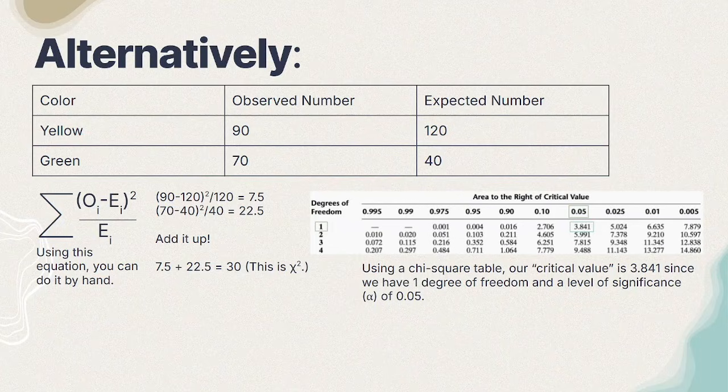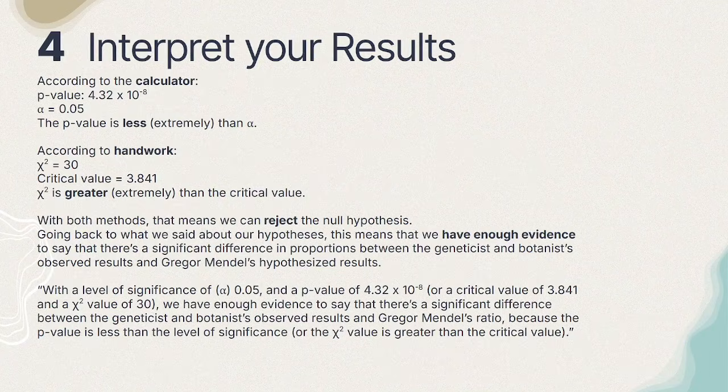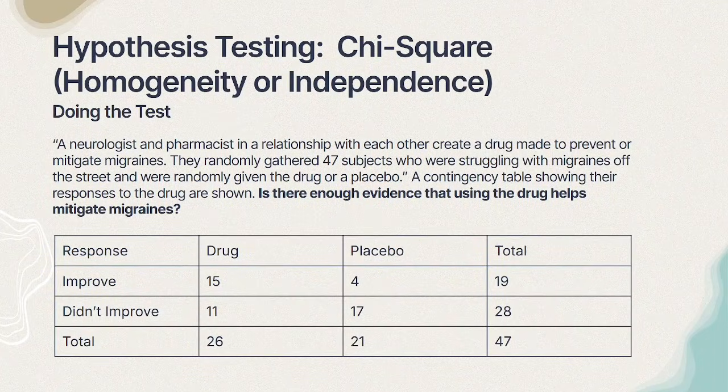Comparing that to our critical value of 3.841 from the chi-square table, or just trusting the calculator, p-value of 4.32 times 10 to the negative 8. Either way, our chi-square value is far greater than the critical value and our p-value is far less than the alpha value. So, we reject the null hypothesis. We have enough evidence to say that there is a significant difference between the researchers' observed results and Mendel's predicted ratio.